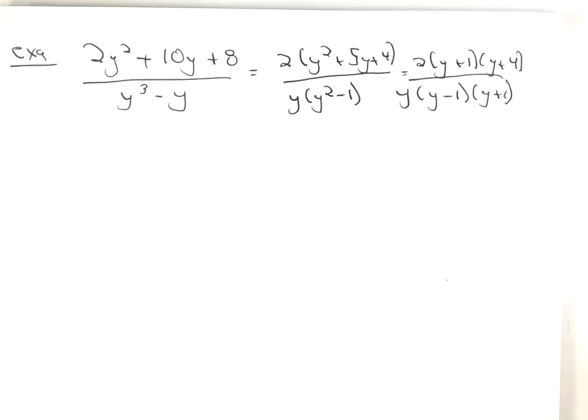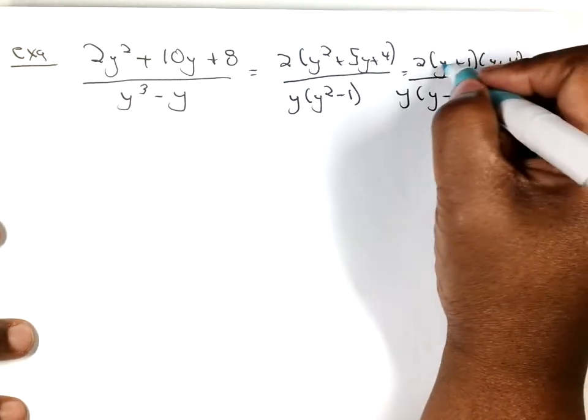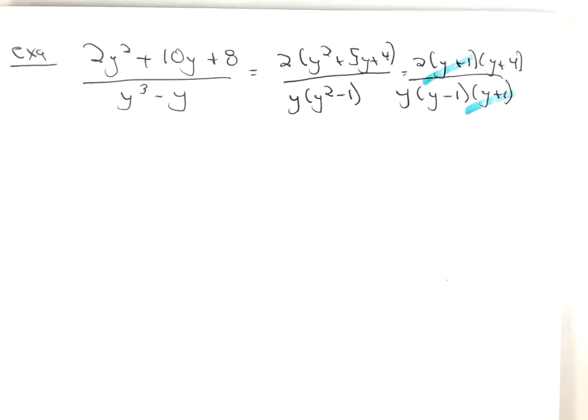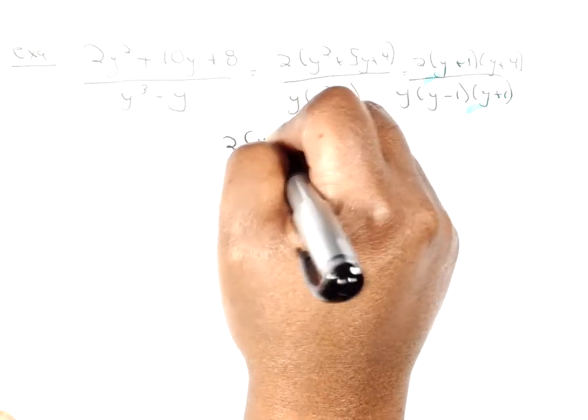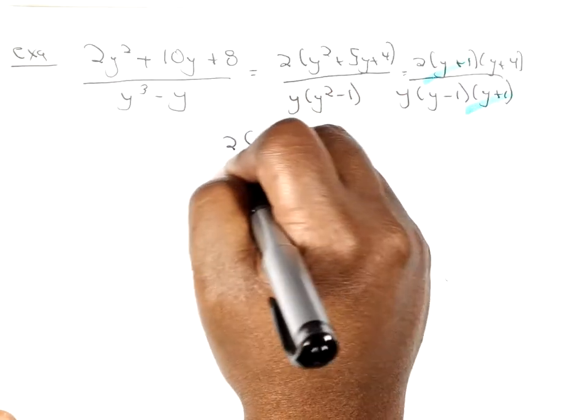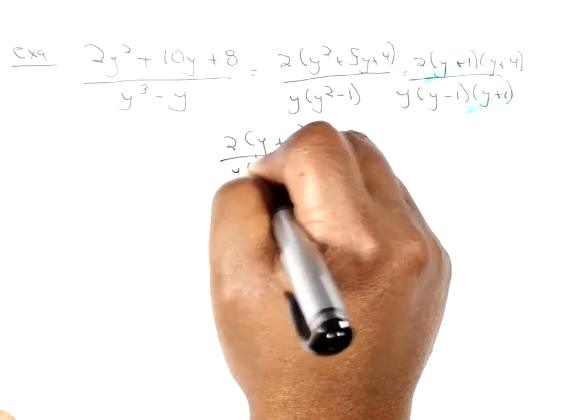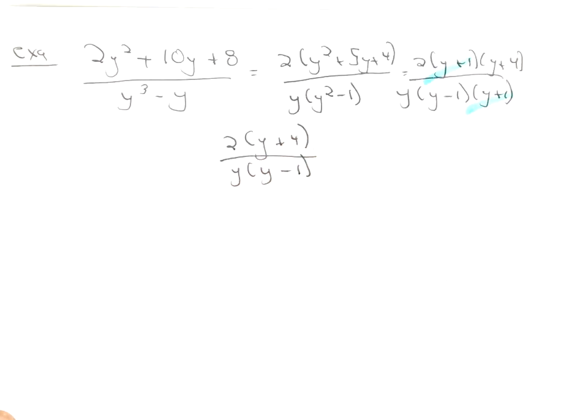Now that it's completely factored, I see that they both have a y plus 1 factor. So I can simplify that. And that's it. There's nothing else that matches on the top and the bottom. So my answer is just 2 times y plus 4 on top and y times y minus 1 on the bottom.